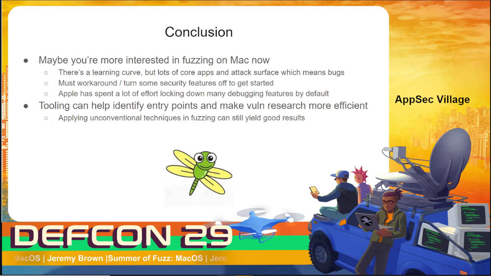So maybe you're more interested in fuzzing on Mac now. Maybe before it was kind of, I don't know, it's different than Windows and Linux, but now maybe you're more motivated and can see that there's a learning curve, but there's a decent amount of attack surface like every other OS, Windows, Linux included. You've got to work around some security features, but it's not too bad. By default, though, Apple has spent a lot of effort locking down a lot of debugging features, which, if you're going to get down for research, you need to turn off in order to get more visibility into the system. And some of the tooling, even unconventional techniques in fuzzing can still yield good results.